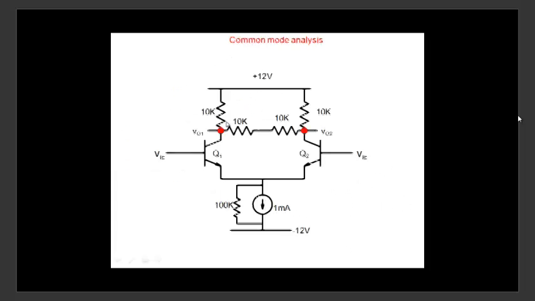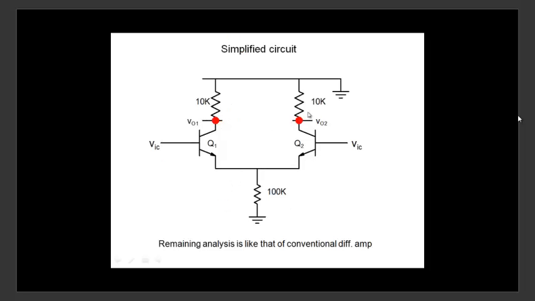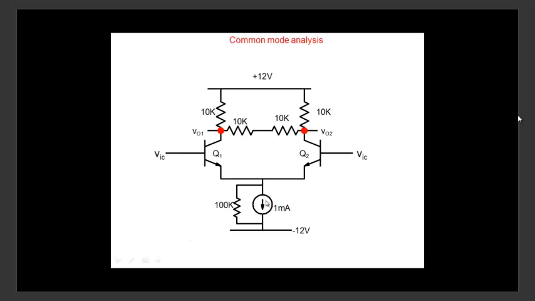Common mode is even simpler. Common mode, I apply VIC here and VIC here. And note that by symmetry, the voltage here and the voltage here are going to be the same. Whatever voltage appears here and here are the same, and therefore no current is flowing here. Just remove it. Common mode part, the resistor gets removed. And then this resistor is 100K. Note that the current source is ideal, so this is only 100K.